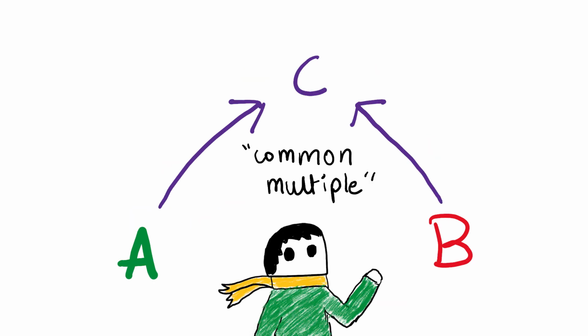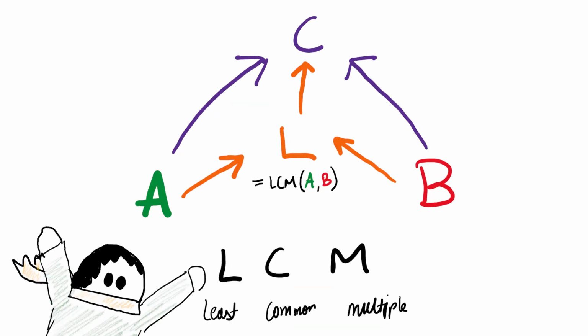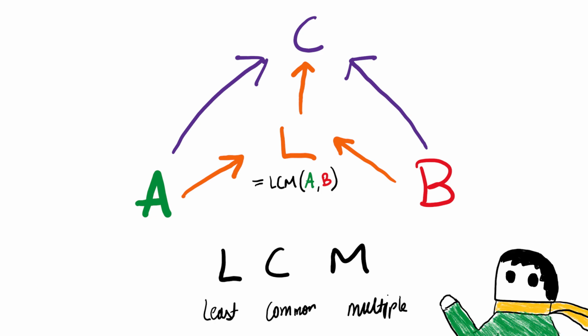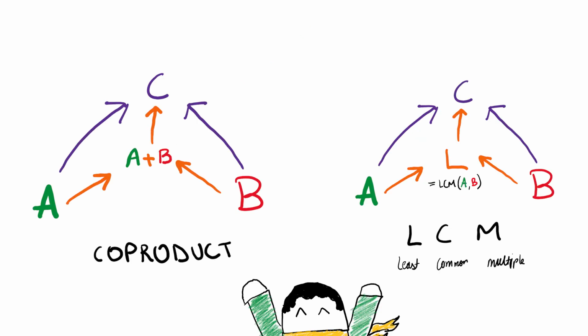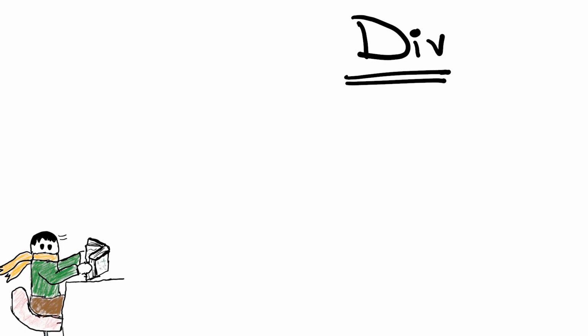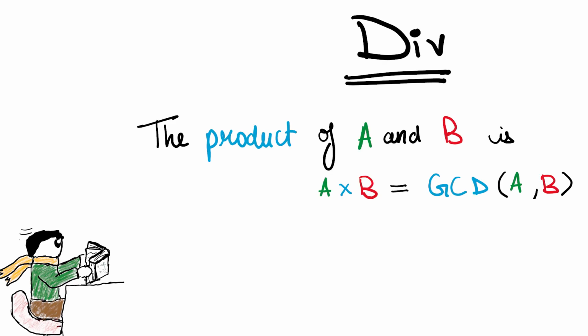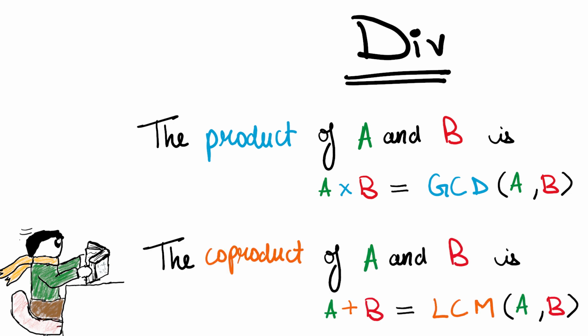Now, A and B are dividing C, so C is a common multiple of A and B. This name is a giveaway because what now stands in the middle is called the least common multiple, or the LCM of A and B. So if A and B divide C, so does their LCM, which gives us this diagram. And yeah, that matches the definition of the coproduct. So we formally say that in the category div, the product of A and B is the GCD of A and B, and the coproduct is the LCM.